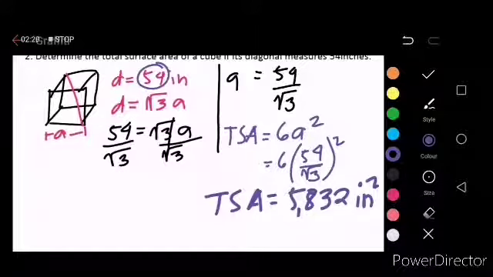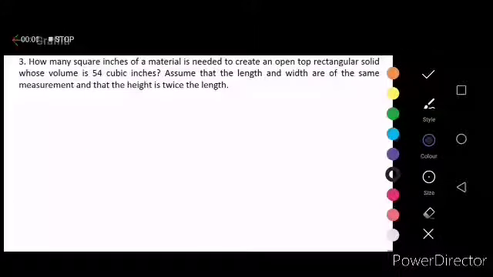Tama, no? Kung mapapansin nyo, pwede ko namang gawing decimal ito. Kaso hindi ko na ginawang decimal kasi it's not the final answer. So, para less error sa estimate natin, no? As it is ko siyang sinubstitute dito sa formula ng TSA for us to have an exact answer which is 5,832 squared inches. Number 3.